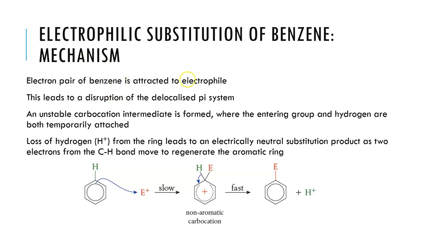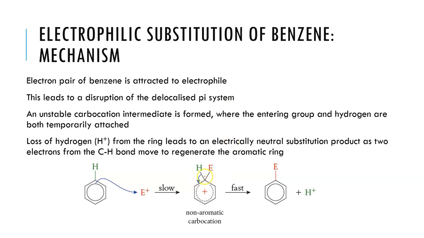The electron pair of benzene is attracted to the electrophile. So our curly arrow notation is going to go from our resonance structure ring within benzene out to the positive or delta positive charged electrophile. This is going to disrupt the delocalized pi system, so we're going to lose aromaticity, and we show this by the dashed ring inside the hexagon of benzene and putting a positive in the side of it. This is a carbocation, as we saw with the electrophilic addition, but that is delocalized within the ring structure.